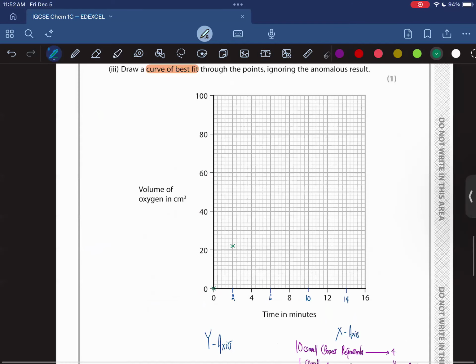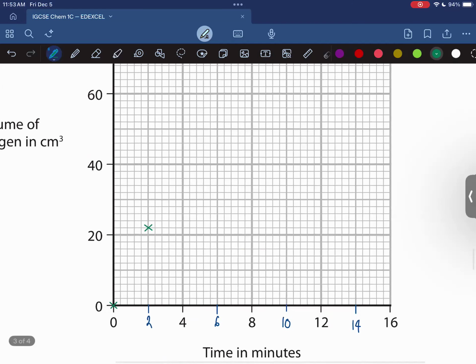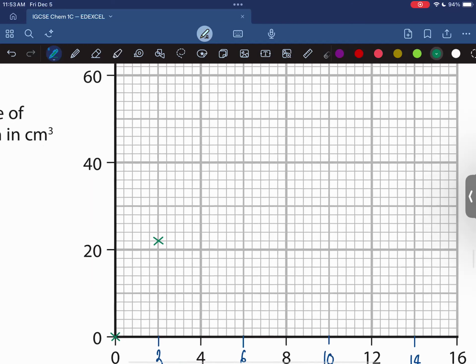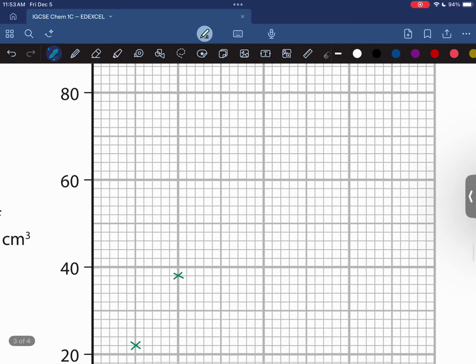Now for 4, this is going to be 38. This is 30, no, 38. 20, 30, 32, 34, 36, 38. For 4, this is going to be 38.